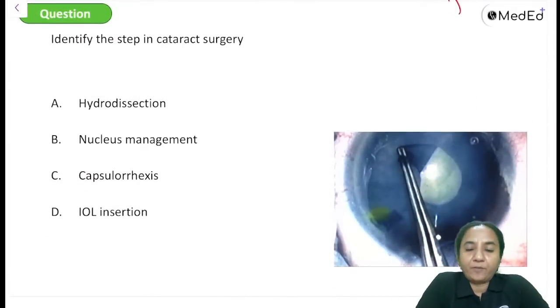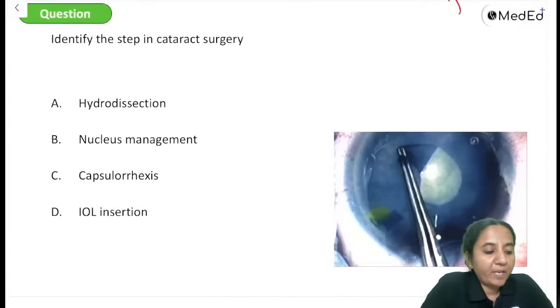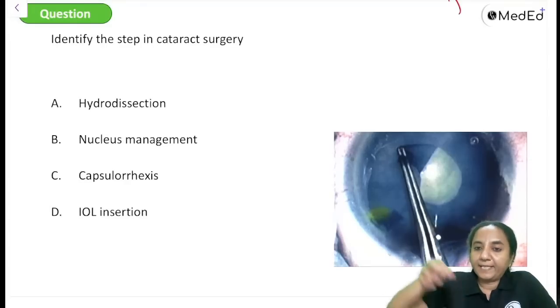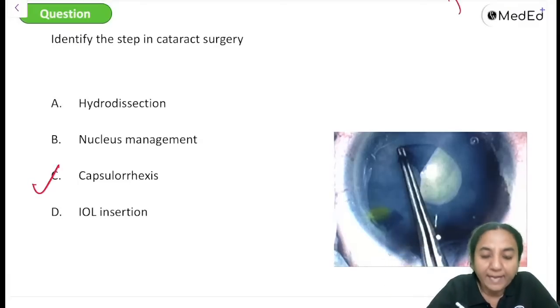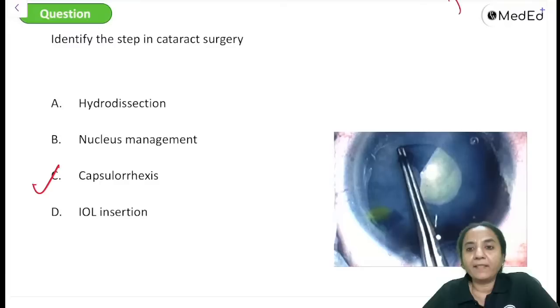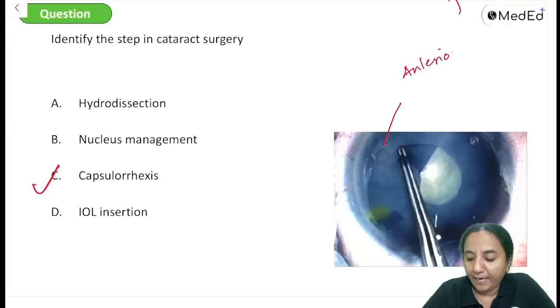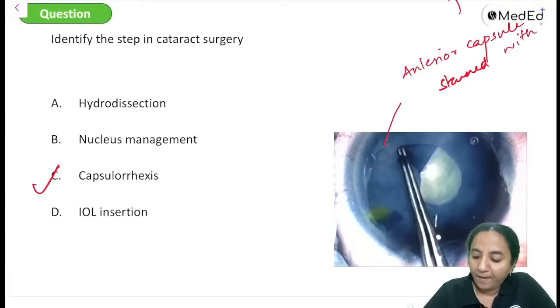Identify this step in cataract surgery. So look at this image. What is exactly being done here? Yes, a circular opening is being created in the anterior capsule, correct. So this is called capsulorhexis. And to make the capsule visible, because the capsule is actually transparent, the anterior capsule is stained with a dye. So what is the name of the dye? The anterior capsule has been stained with trypan blue dye. That's why it's appearing blue.